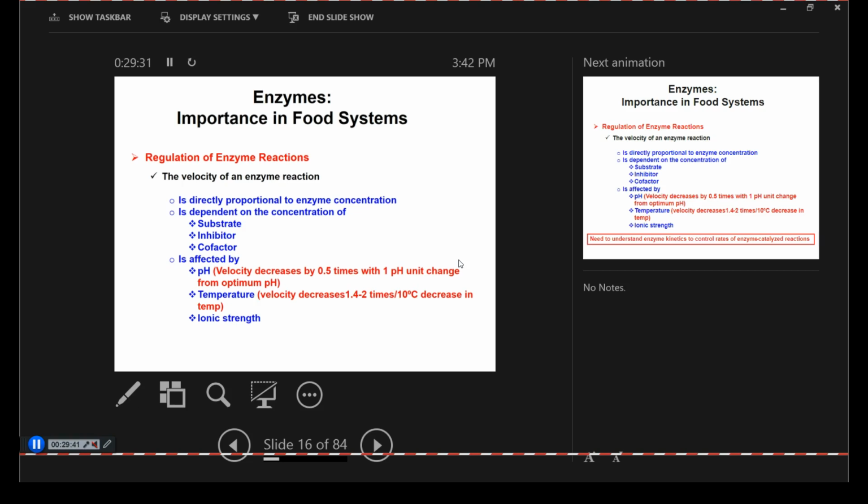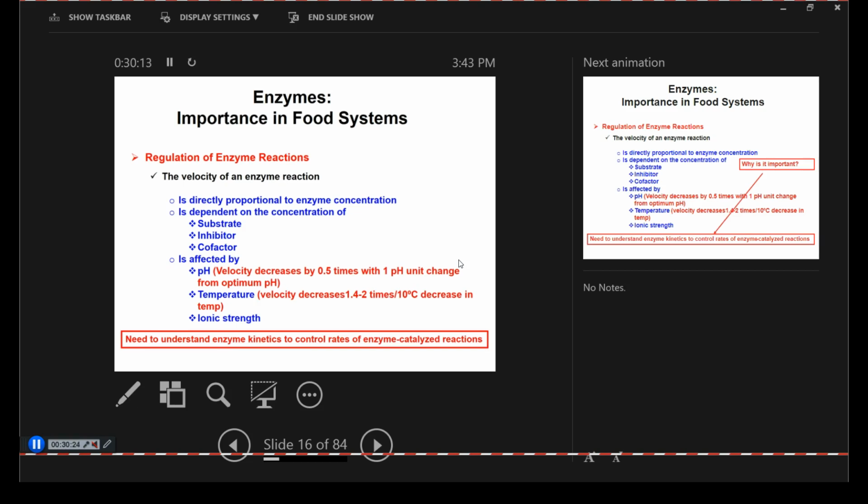It's affected by, obviously, environmental conditions. We talked about optimum pH and optimum temperature, and also ionic strength that will impact the charges on the protein active site. So for instance, for pH, velocity can be decreased by 0.5 times with every 1 pH unit away from the optimum pH. Similarly, for temperature, the rate of the reaction or the velocity decreases 1.4 to 2 times with every 10 degrees difference in temperature, going up or going down. Both pH going up or going down away from the optimum.